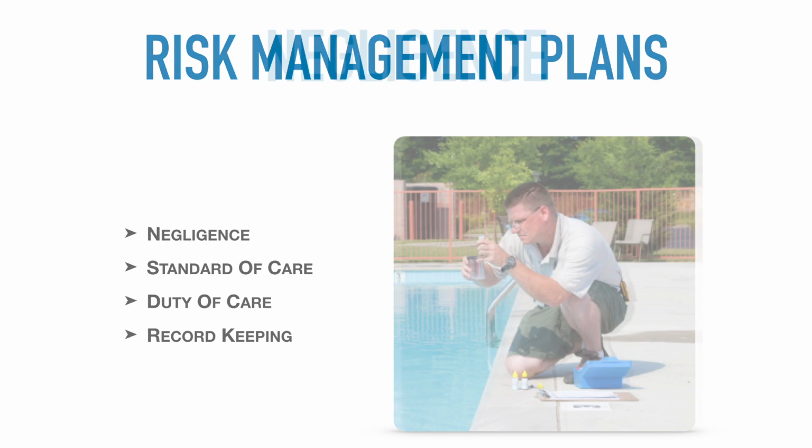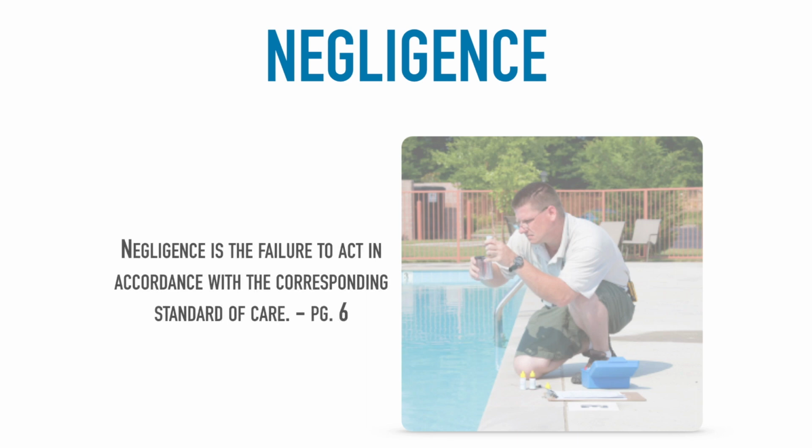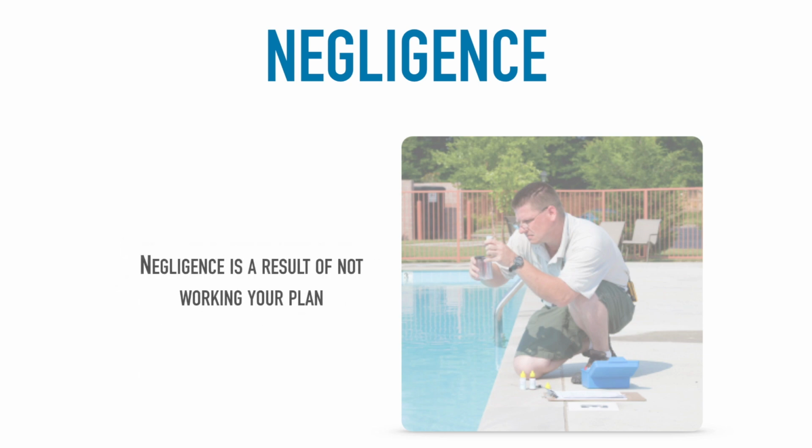Now, let's first look at the definition of negligence. According to your book, negligence is defined as the failure to act in accordance with the corresponding standard of care. Now, we haven't talked about a standard of care yet, so we're not fully aware of what a standard of care looks like. But in a nutshell, a standard of care is a plan that you put together and you work day in and day out executing that plan. So in the simplest of terms, we can see negligence as the result of not working this plan.